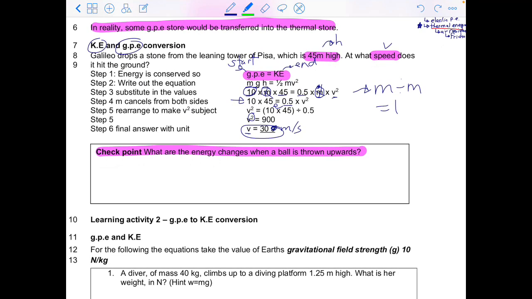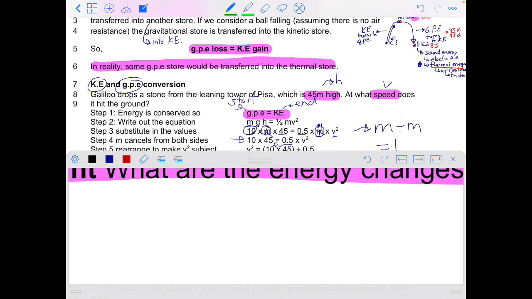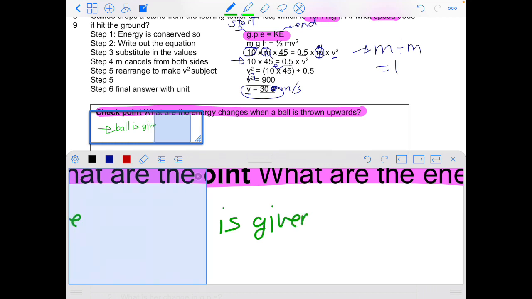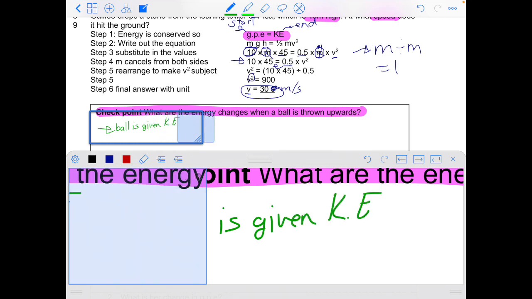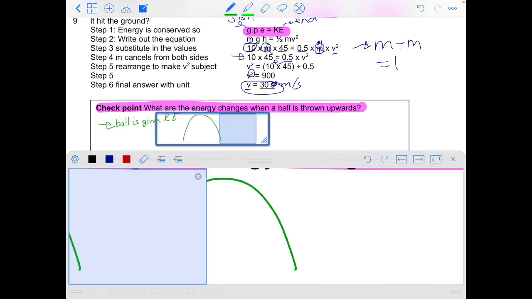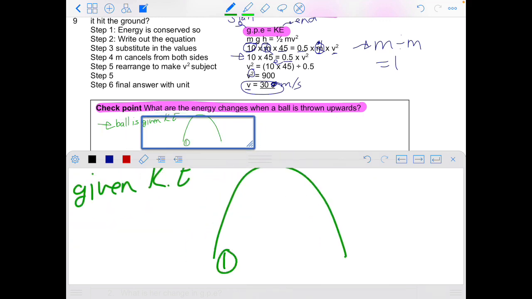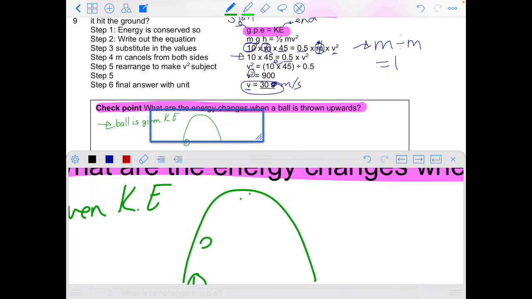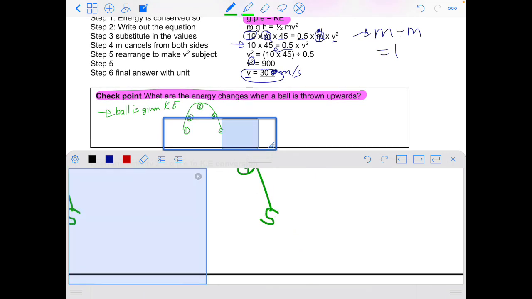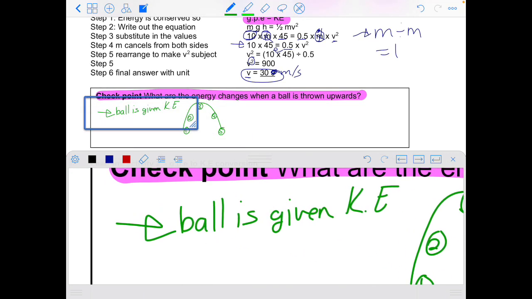So the energy changes when the ball is thrown upwards. So the kinetic energy, so the ball is given kinetic energy. So I'm going to just draw the arc. 1, 2, 3, 4, 5, and write about what's happening at each of these points.